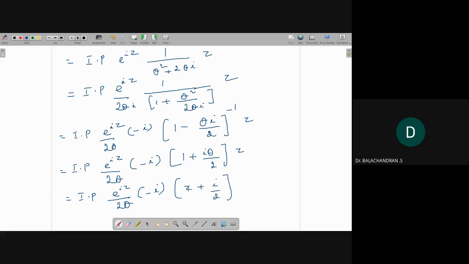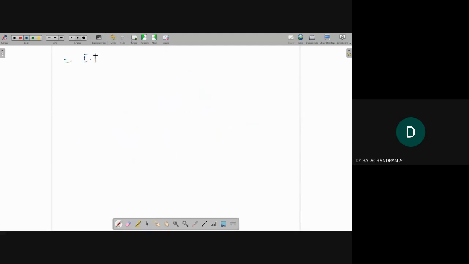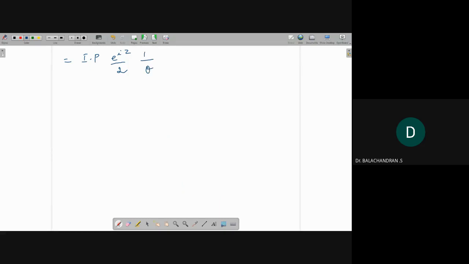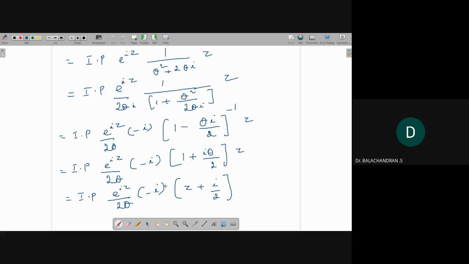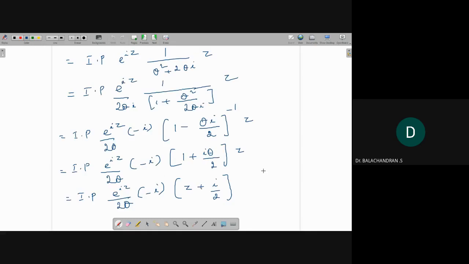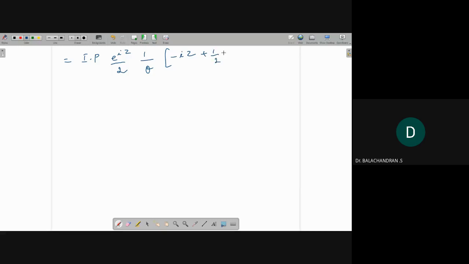Now multiply by −i, and you get the imaginary part of e^(iz)/2 times 1/θ. If you multiply, you get −iz, and i² gives plus 1/2. Now you integrate with respect to z: the imaginary part of e^(iz)/2 times (−iz²/2 + z/2).